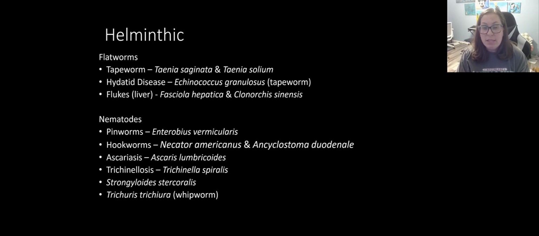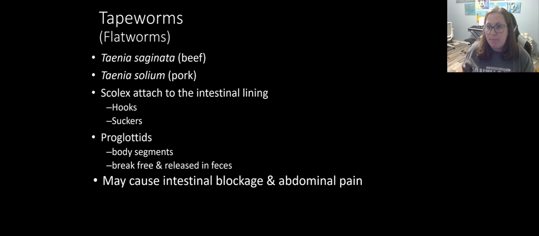We then have the nematodes. This is from the phylum Nematoda. This group is going to include pinworms, hookworms, Ascaris, Trichinellosis, Strongyloides stercoralis, and Trichuris, which are the whipworms. So let's talk about the tapeworms first. There are two separate types that can cause issues in humans, and it depends on where they come from. We have a beef tapeworm and a pork tapeworm. Taenia saginata comes from beef, and Taenia solium comes from pork.